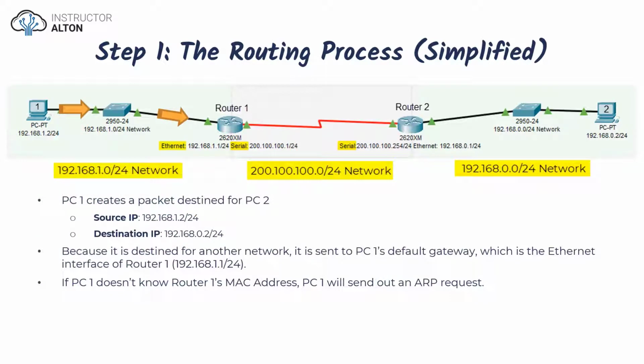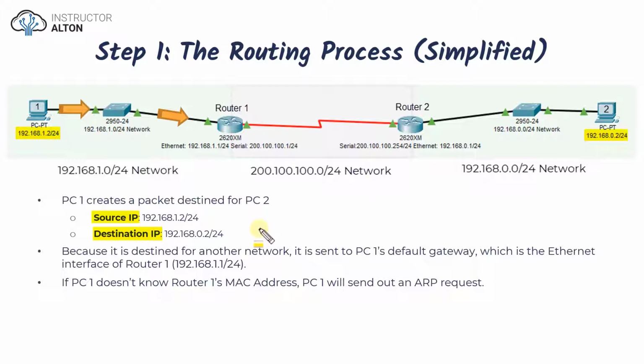So what I want to do with this diagram is walk you through a very simplified process of PC1 sending a packet all the way over to PC2. So how does that work? Well, let me get rid of all the highlighting first. The first step in this process is PC1 creating a packet that's destined for PC2. That packet has to include its source IP address, which is the IP address of PC1, and the destination IP address, which is the IP address of PC2 on the other network.